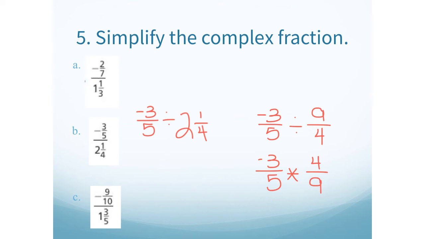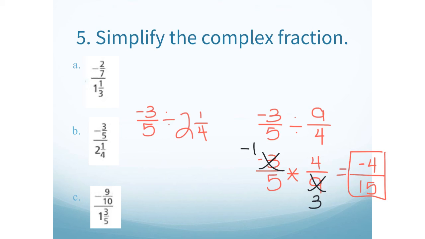Look at our problem, and I see a common factor between the negative 3 and a 9. It is a 3, so negative 3 will factor to negative 1, and 9 will factor to 3. This allows me to do negative 1 times 4, which is negative 4, and 5 times 3, which is 15. So negative 4/15 is my quotient for B.